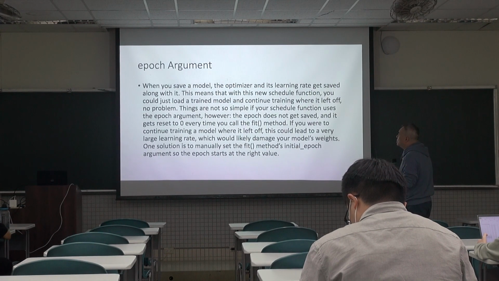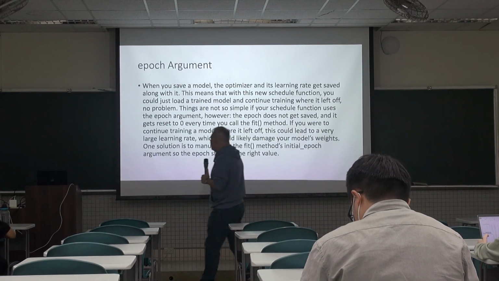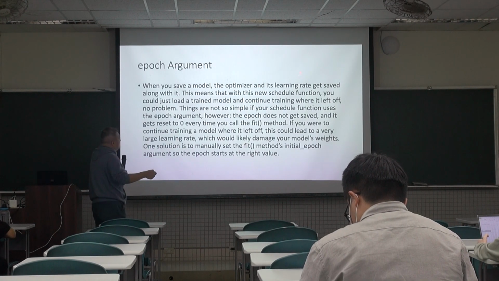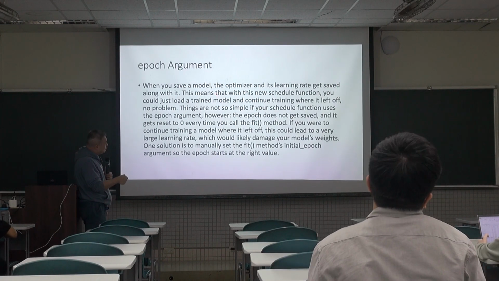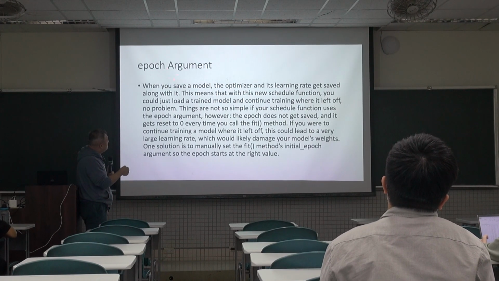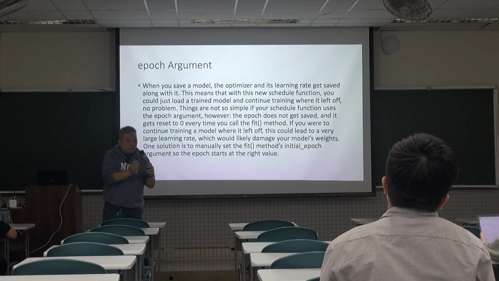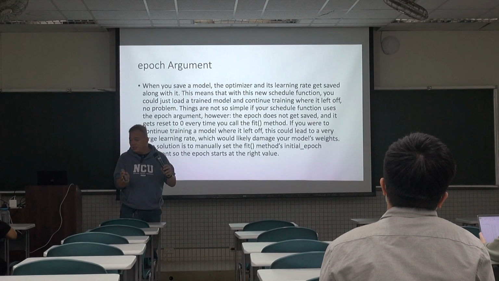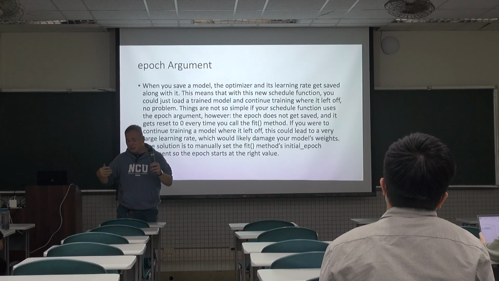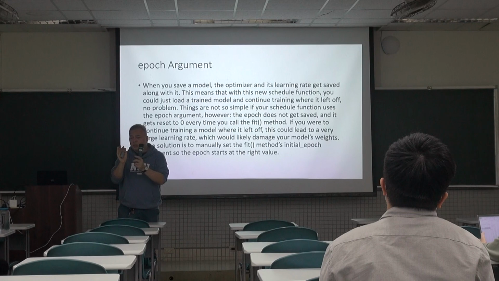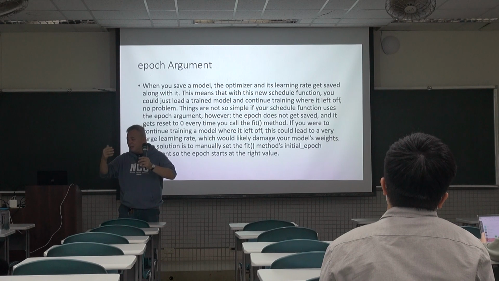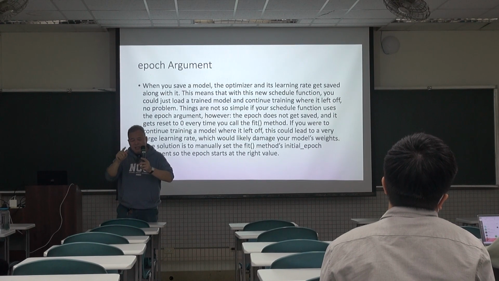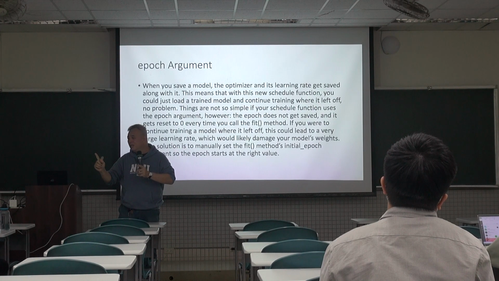So when you save a model, this is important: the optimizer and the learning rate will also get saved. But the epoch number will not. For example, say you have trained this model for 100 epochs already. Everything will be saved, but the number of epochs will not be saved. So if you restore this model and train it again, the epoch number will start from 1.